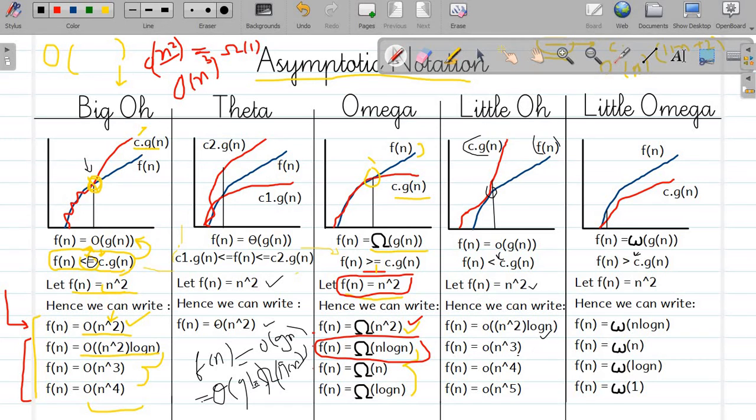But we need values which are strictly greater than n square. And similarly for little omega, we didn't take it from the point it was becoming equal to, but we took it from the point from where it was strictly less than. So for n square, we cannot write that it is little omega of n square. This cannot be written, but we can write it as little omega of n log n or 1.